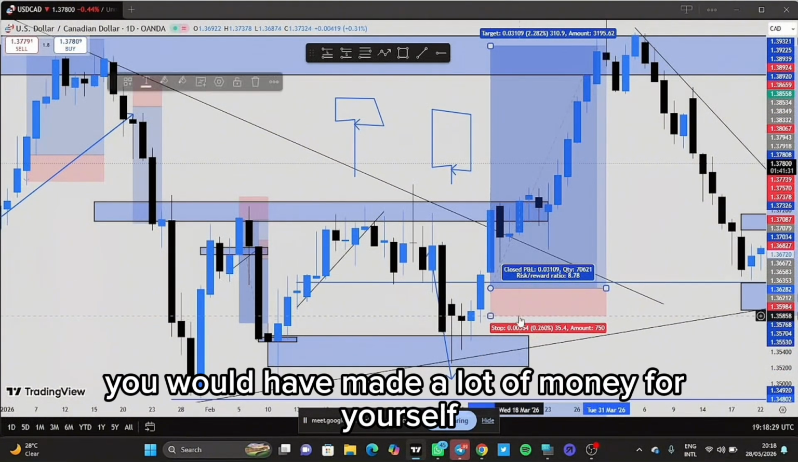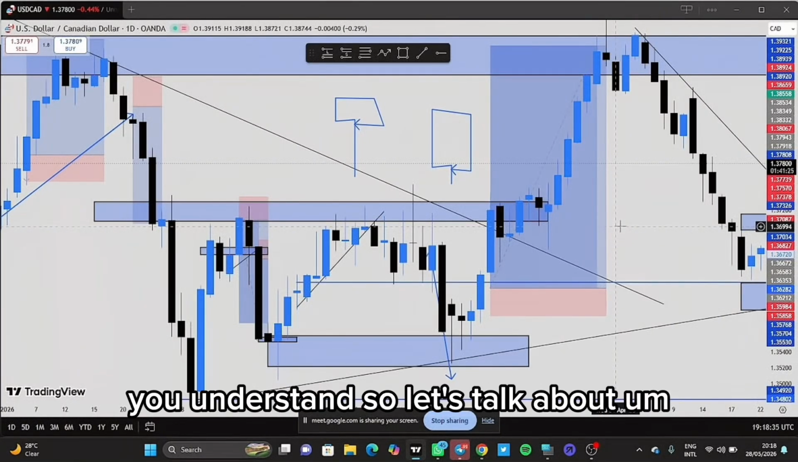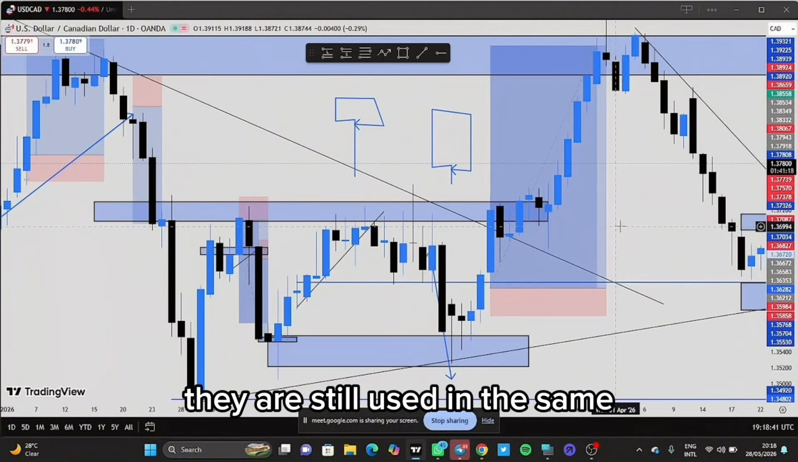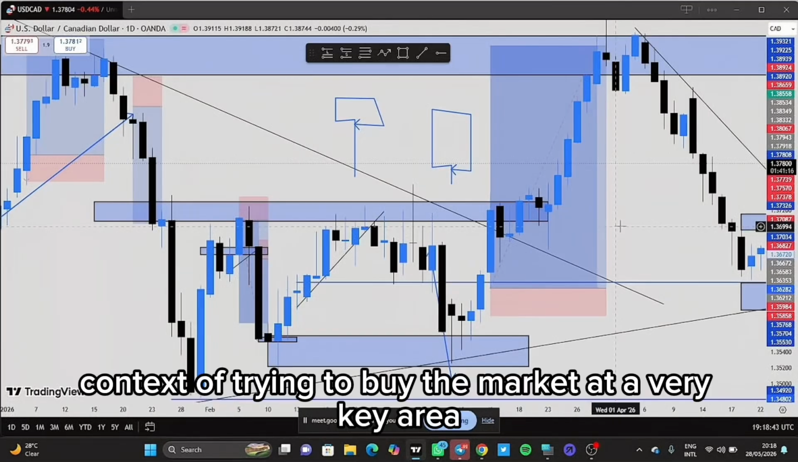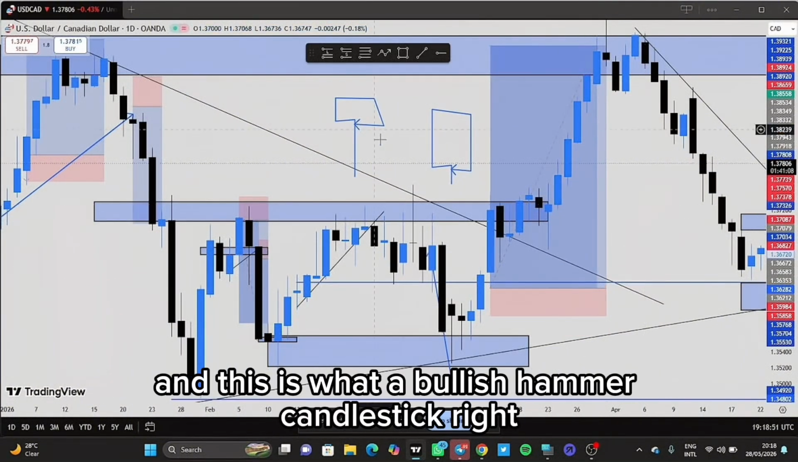You would have made a lot of money for yourself. Nice, and a very sweet delivery of price. You understand? So let's talk about the bullish hammer or bullish pin bar. They are still used in the same context of trying to buy the market at a very key area. You understand? So this is a bullish pin bar, right? And this is what? A bullish hammer candlestick, right?